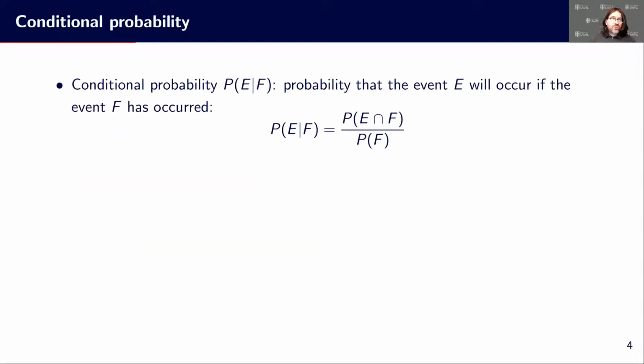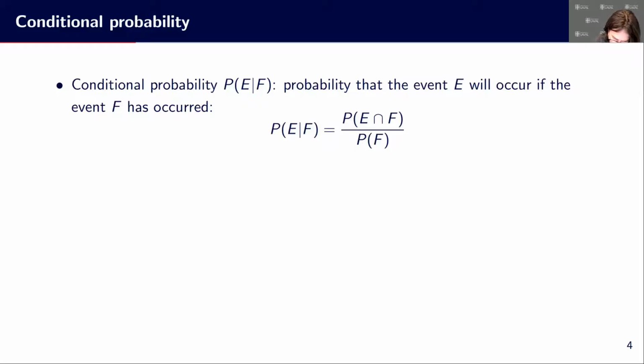This leads us to the notion of conditional probability. Here, P of E given F is the probability that the event E will occur given that the event F has occurred.